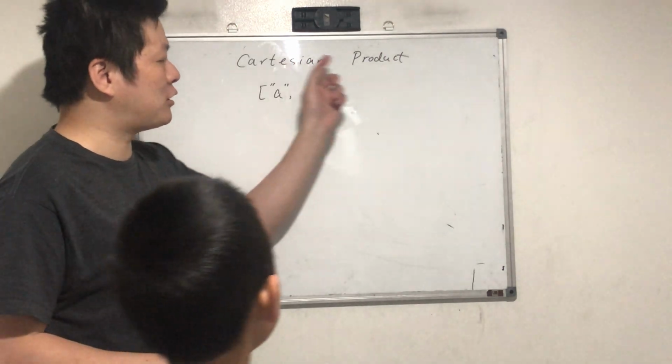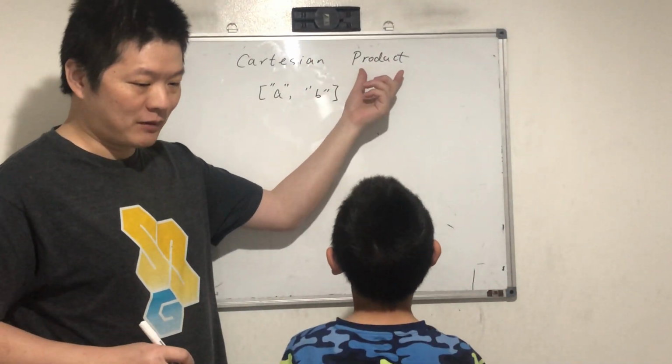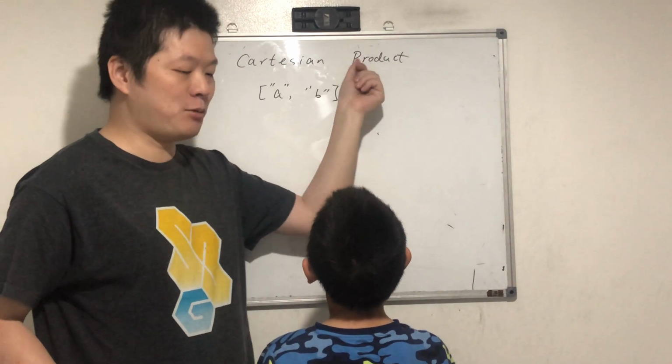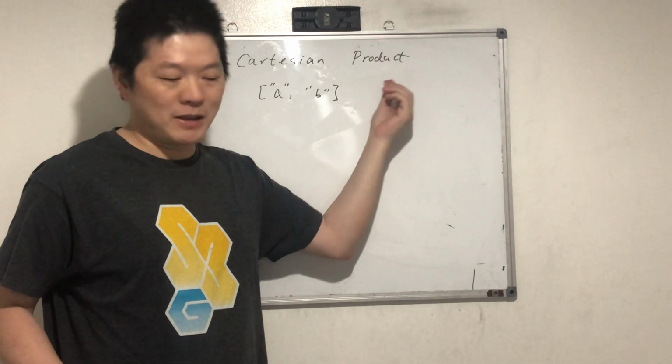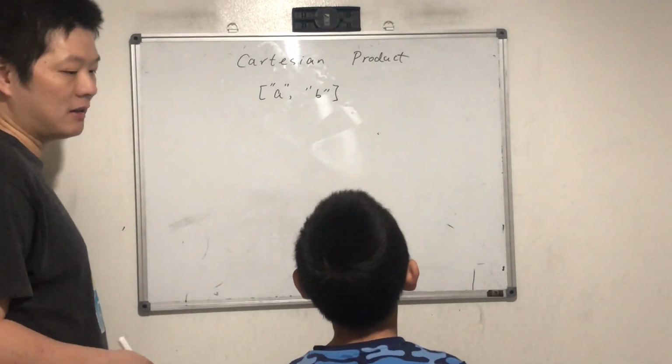Today we talk about Cartesian product. Okay, not Cartesian, it's Cartesian. Oh, Cartesian. Okay. Product is another word for multiply, right? Multiplication. Okay.